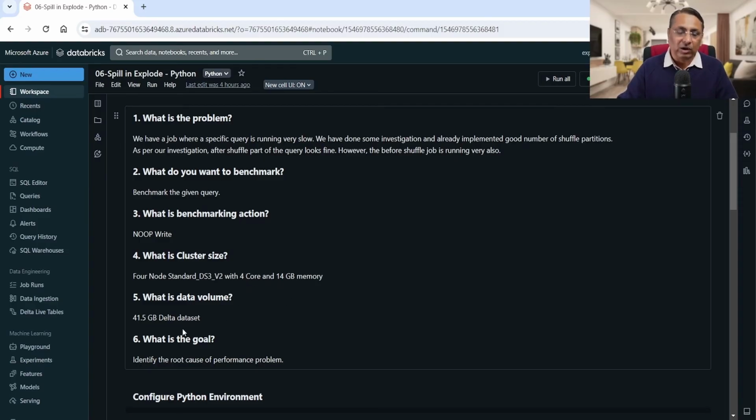What is the data volume? Whatever problem they are facing is for an approximately 41 GB Delta data set. So that's the data volume. What is the goal? Identify the root cause of the performance problem.